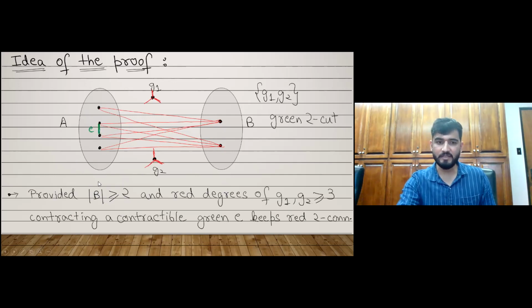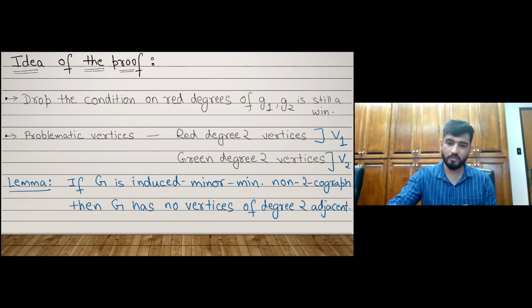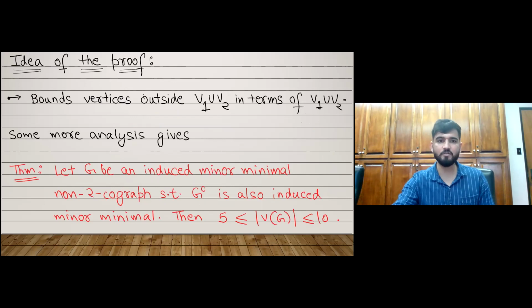So the only thing is what happens in case B is 1. If B is 1, then there is a single vertex here, and that has degree 2. And that happens both for the red graph and the green graph. So we know from this illustration that the problematic vertices here are red degree 2 vertices and green degree 2 vertices. We do some case analysis on this, and some analysis on these red degree 2 vertices and green degree 2 vertices bounds the number of vertices in our graph. And that gives us the result.